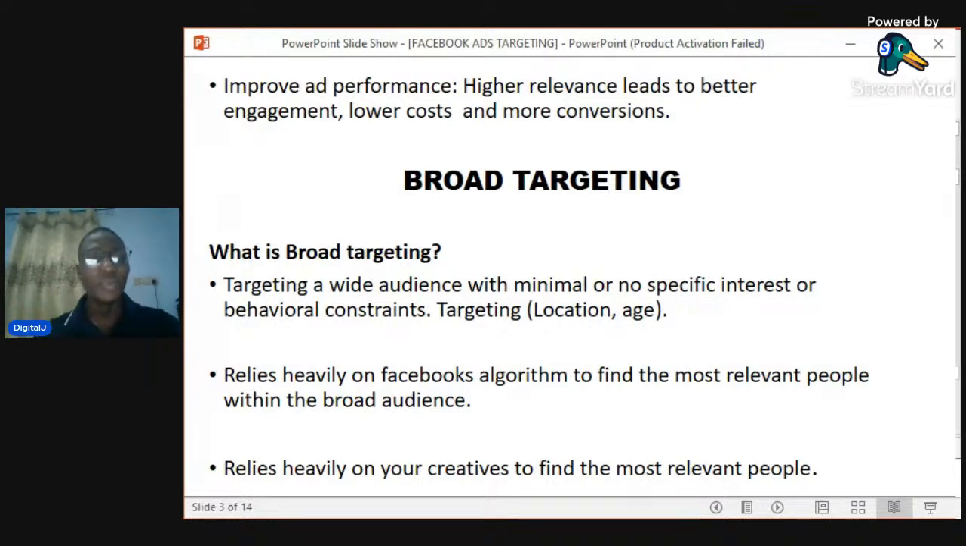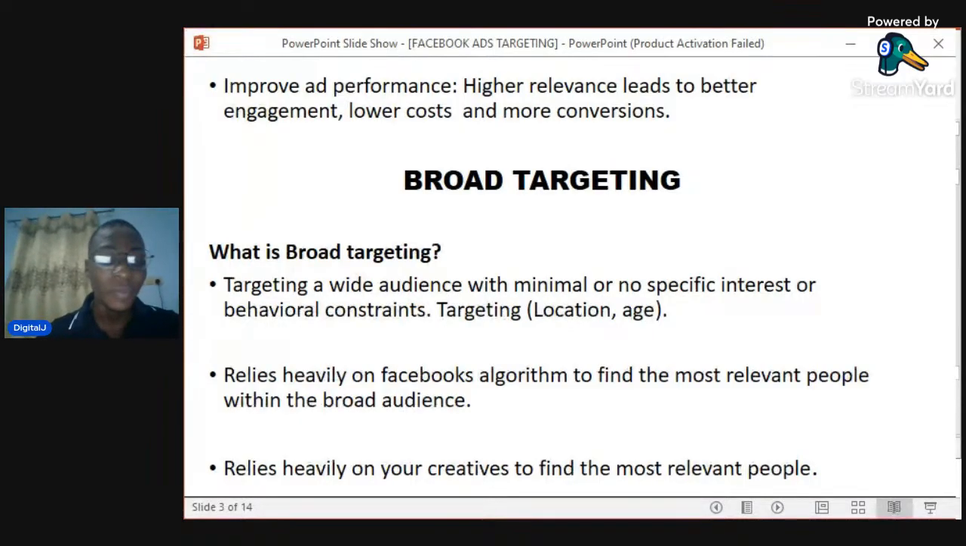So for broad targeting, what is broad targeting? Broad targeting simply means targeting a wide audience with minimal or no specific interest or behavioral constraints. What does that mean? It means that you're not targeting people based on what they like. You are not targeting people based on what they're interested in. You are not targeting people based on how they behave. You are basically targeting these persons based on location and age. It's as simple as that.